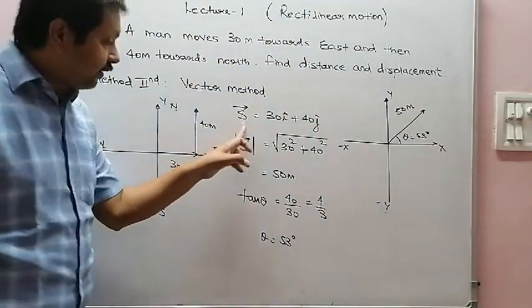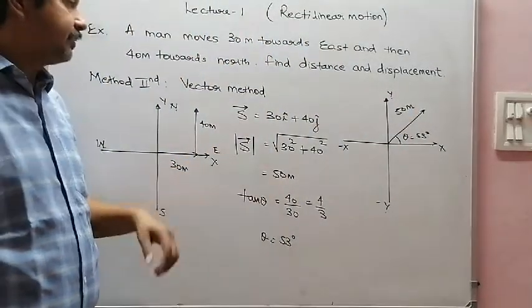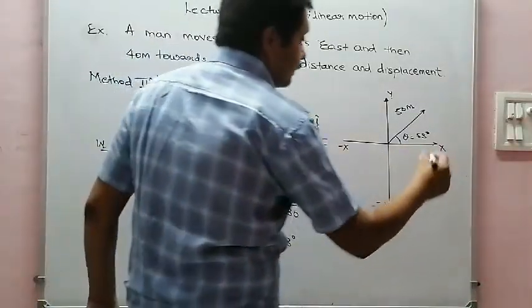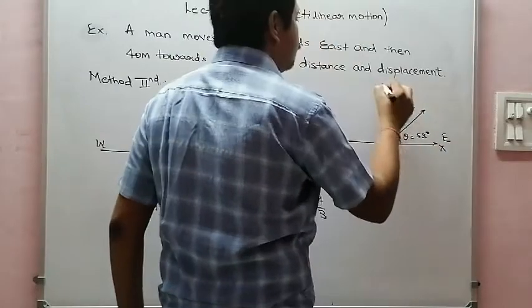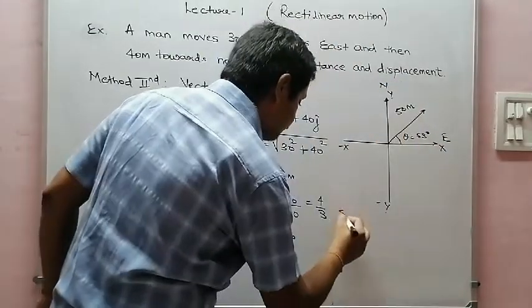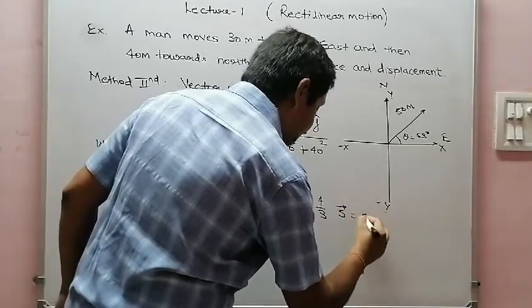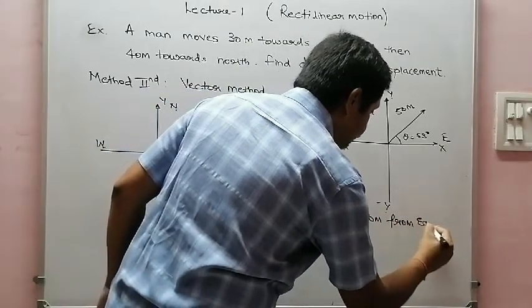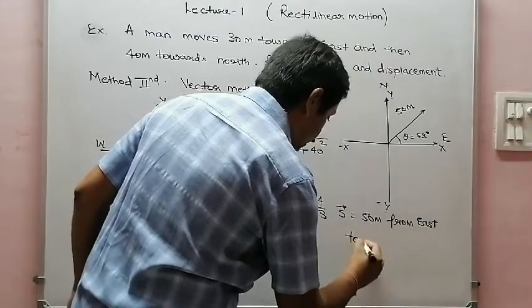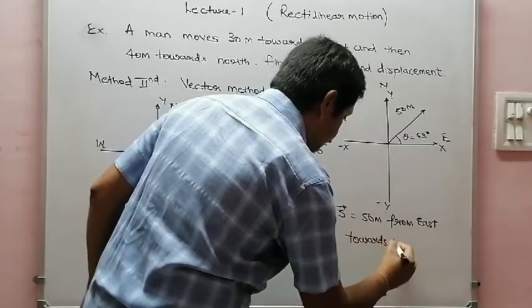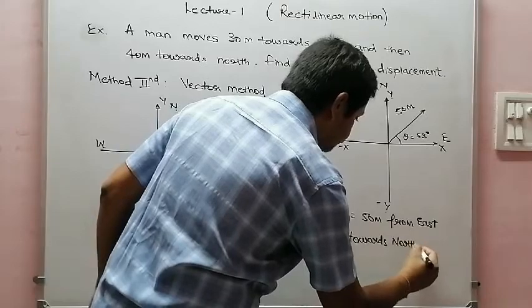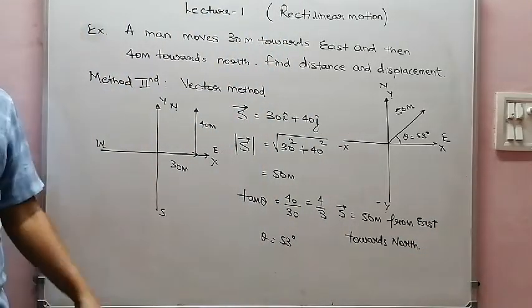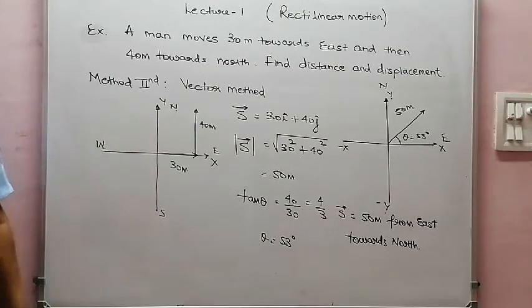So the magnitude of displacement is 50 meter and its direction is called 53 degree from east towards north. So displacement becomes 50 meter from east towards north. This is method second, called the vector method. Okay, now next example.